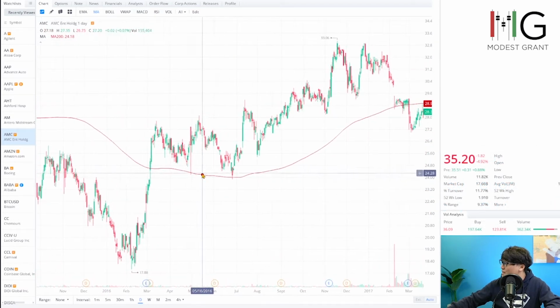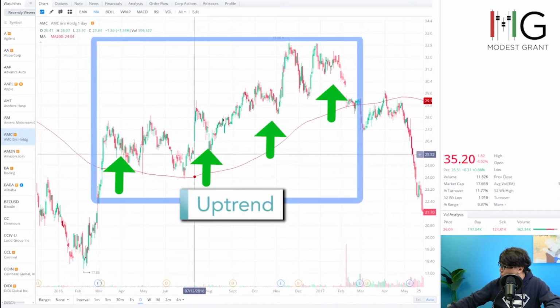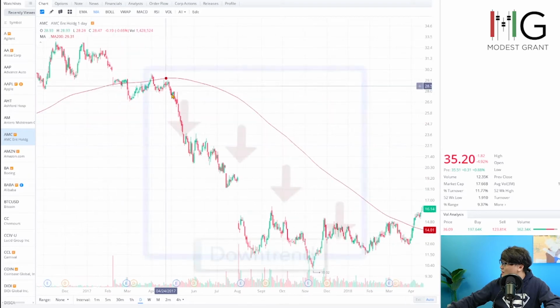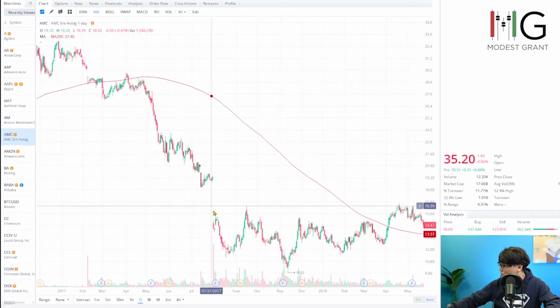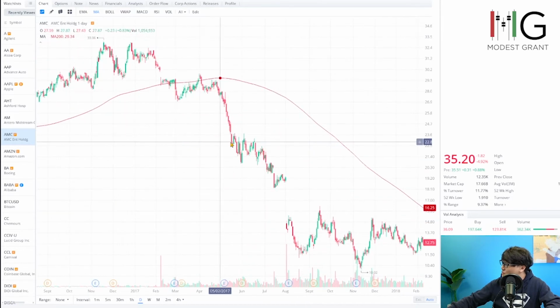And now you see those prices. Again, they're trading above the moving average right here. That means for this part, it's an uptrend. And this part right here, it's a downtrend again, because all of these prices are trading below the moving average.